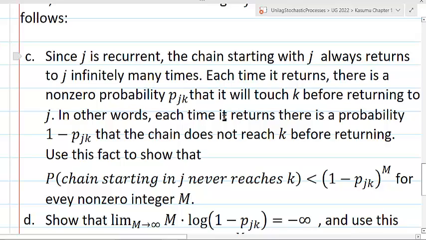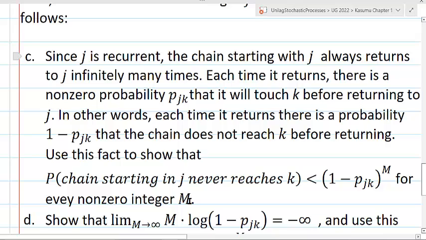In other words, each time it returns, there's a probability 1 minus pjk that the chain does not reach k before returning. So that's called the complementary probability. Pjk is the probability it reaches k. 1 minus pjk is the probability it does not reach k before returning to j. Use this fact to show the probability that the chain starting in j never reaches k must be less than 1 minus pjk to the mth power for every non-zero integer m.